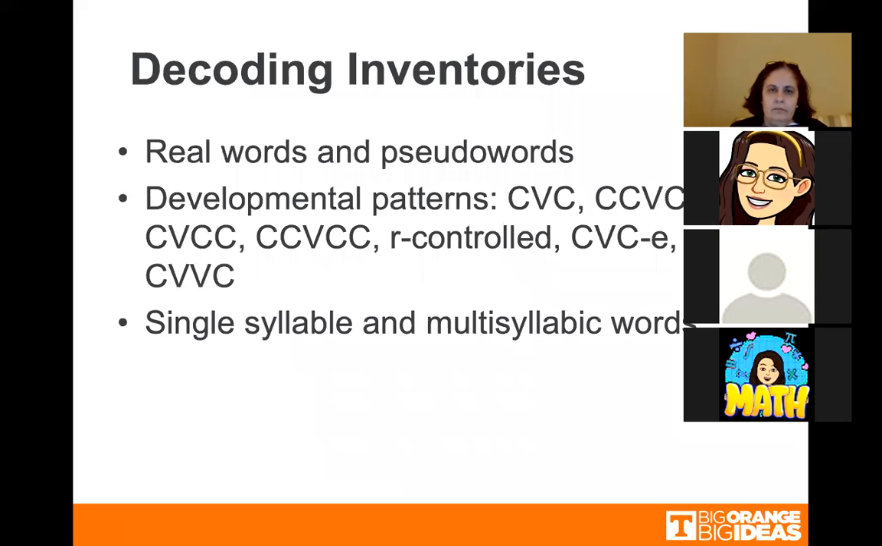You may use any type of decoding inventory for this purpose. Usually you'll notice in these inventories that students are assessed both in real words and fake words, in pseudo words. The patterns will address consonant-vowel-consonant, consonant-vowel-consonant-silent E. There will be vowel teams, R-controlled vowels, blends and digraphs. And the goal is to identify what exactly interferes, what is the roadblock for that learner.